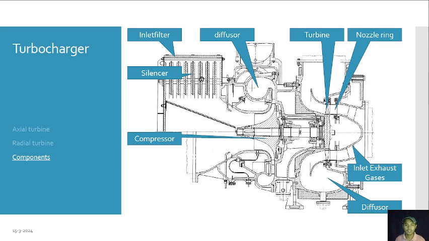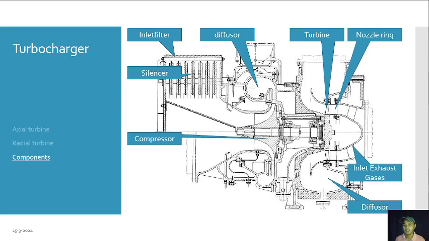Next, it goes to the silencer to prevent unnecessary noise during the intake, or the inlet, of air. Okay, after this one, it will go to the compressor. The compressor is the one that is sucking the air, and then going to a diffuser or a volute casing.